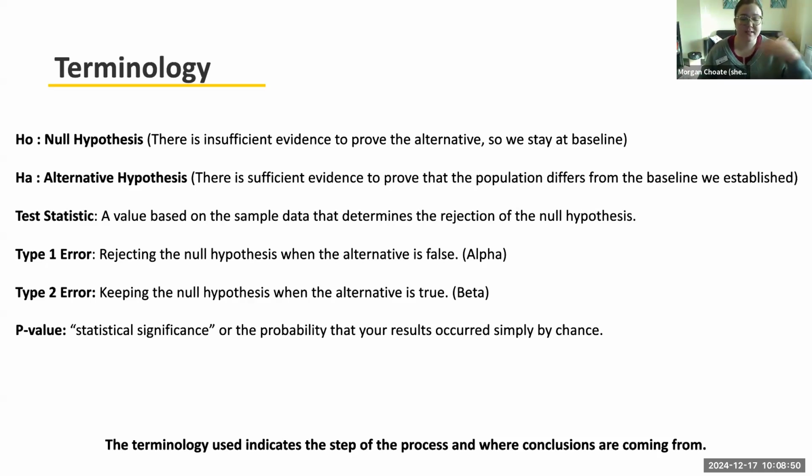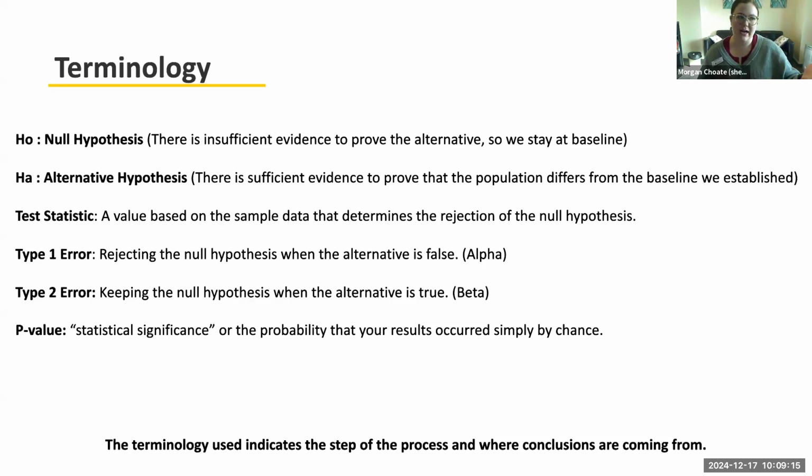Whereas your alternative is the complete opposite. Something is happening here that we are asking, is that happening? So with differences, it could be there is a significant difference. There is a difference between these two variables. And our goal is to either prove that that's true or say that that's false, and we're just going to return to baseline. We haven't proven anything.